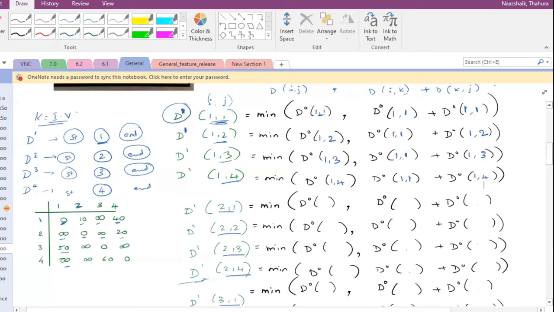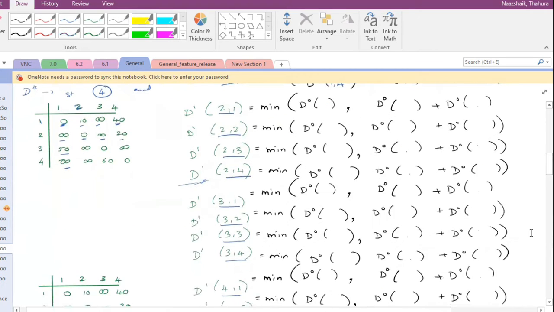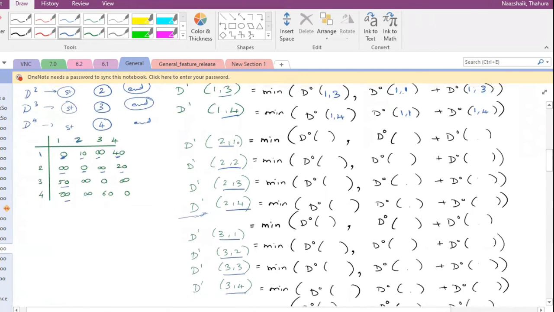Okay. Let me do this also, second one. So here again, I can go direct 2, 1, or I can go to intermediate 1, and from there I can go to the second vertex. So here it is direct, or I can go to 1, and from there I can go to the second vertex. So after this, I will pause and ask you if you understood this or not.